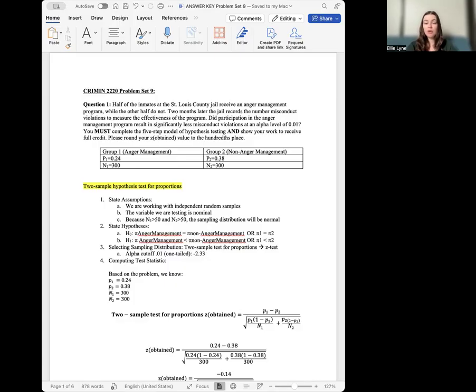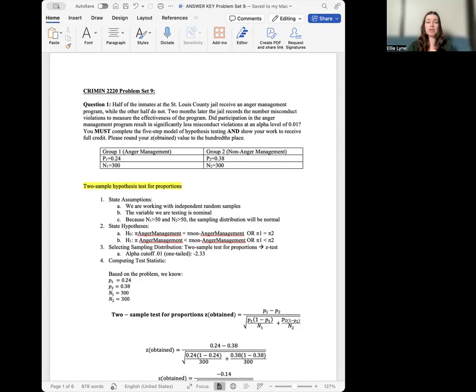2 months later, the jail records the number of misconduct violations to measure the effectiveness of the program. Did participation in the anger management program result in significantly less misconduct violations at an alpha level of 0.01? You must complete the 5-step model of hypothesis testing and show your work to receive full credit, and please round your Z obtained value to the hundredth place.